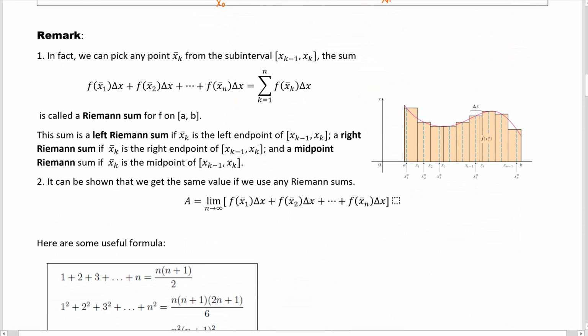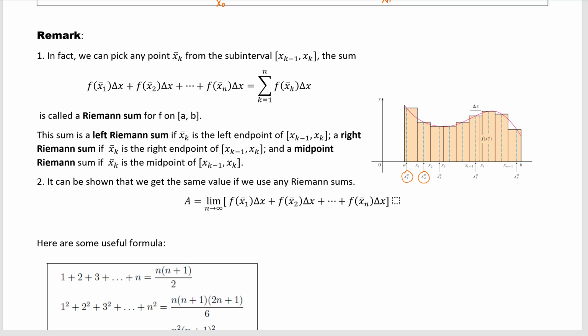Okay, so here we have some remarks. First, in fact, we can pick any point xk from the subinterval x sub k minus 1 to x sub k. So we don't need to pick the right endpoint. We can pick any point. Let's say in the first interval, we pick this point, let's call it x1 star. And for the second interval from x1 to x2, let's pick the point x2 star. So x sub k star is any point in that subinterval.